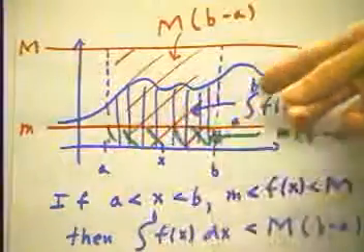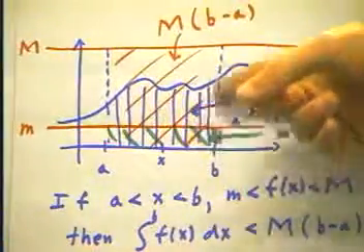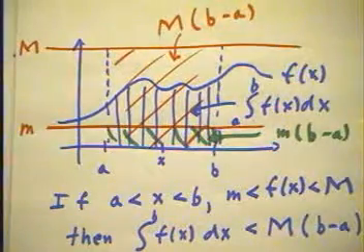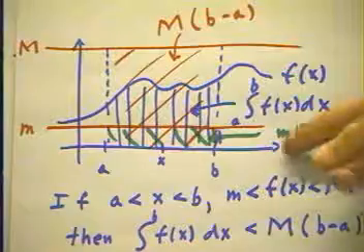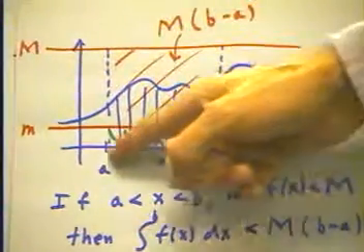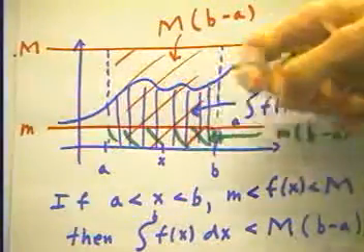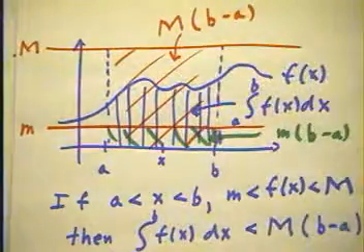from a to b of f of x dx, which of course is represented by the area under this graph, is greater than m times b minus a. Now what's m times b minus a? Well, isn't that just the area of this little rectangle down here? That from the picture we can see is clearly less than the area under the graph of the function.